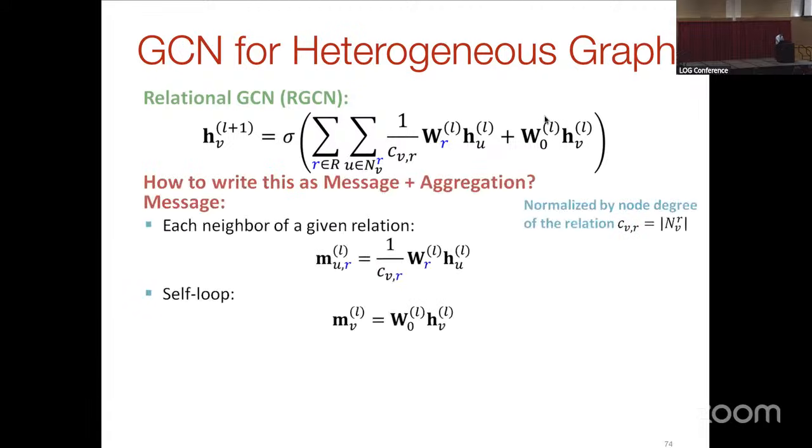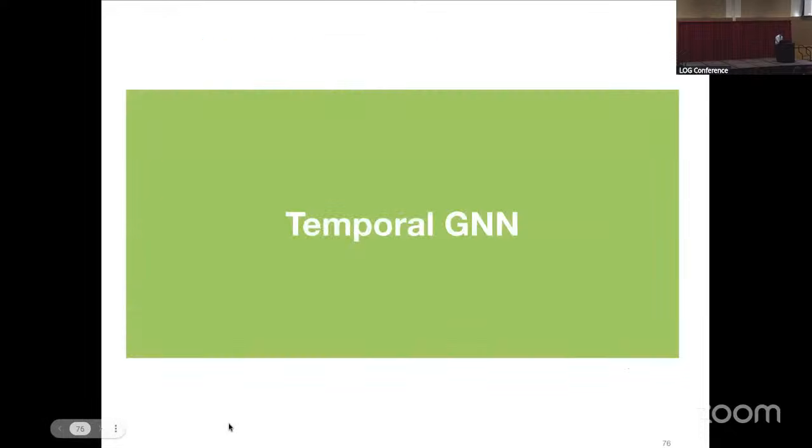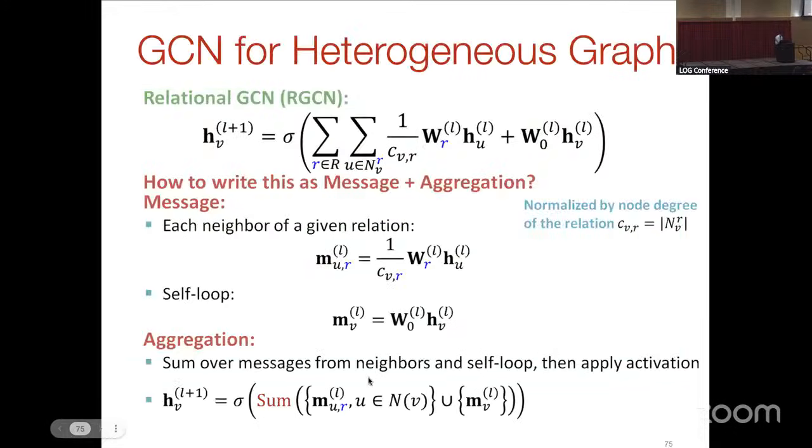So each neighbor of a given relation has this normalizing factor, which is normalized by the node degree of the relation. And then you also have your self-loop, and you would still aggregate with the sum and sigmoid like before. So that's a more straightforward and standard way of handling heterogeneity.